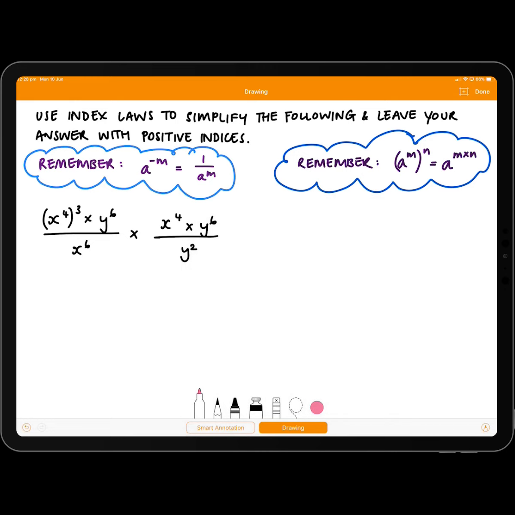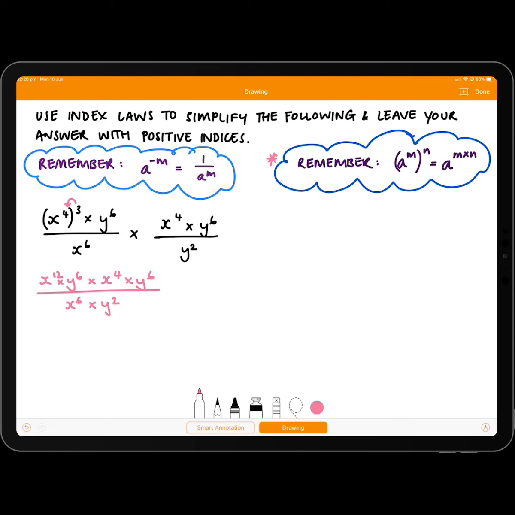So for example, I'm going to first start by using this particular index law and removing the use of my brackets. So what I'm going to have is that 3 times 4. So what it'll leave me with is x to the power of 12 times y to the power of 6, times that by x to the power of 4, times that by y to the power of 6. And that's all on x to the power of 6 times y to the power of 2.